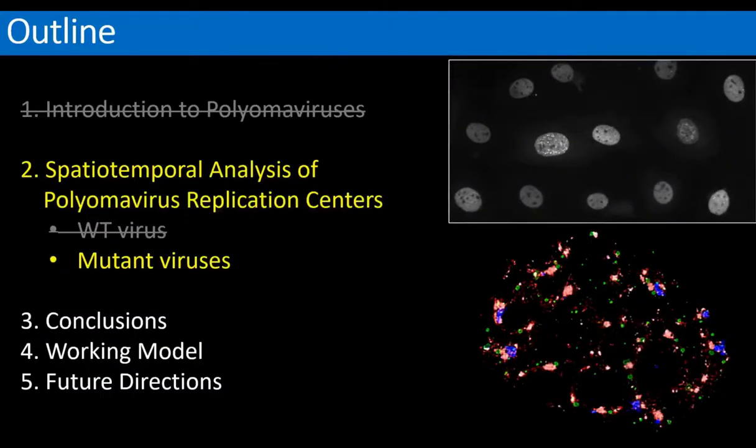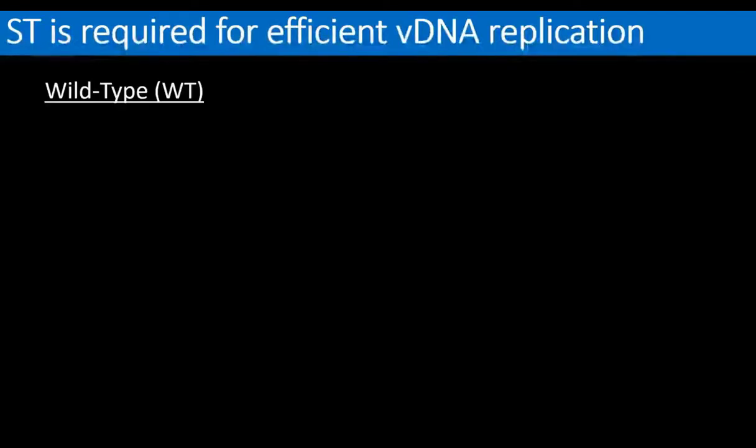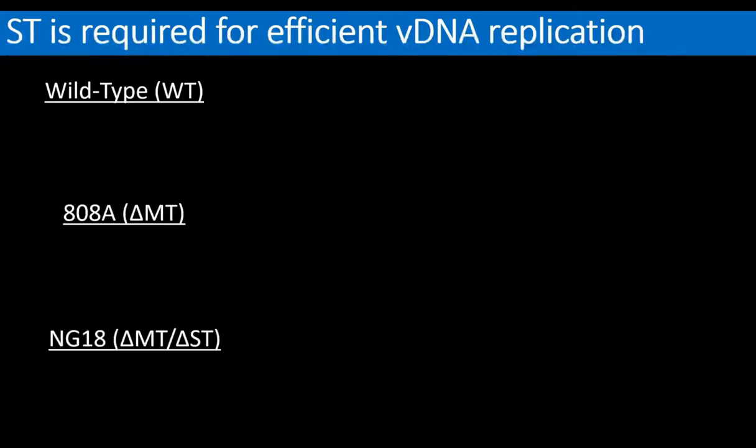All of the experiments in this section were done using wild-type virus, but I'm going to next share what we learned about how the viral T antigen proteins contribute to viral DNA replication by studying mutant viruses. To study the roles of individual T antigen proteins, I used mutant murine polyomaviruses called 808A and NG18, which lack expression of one or more T antigen protein.